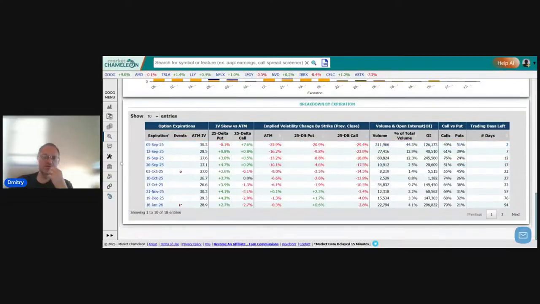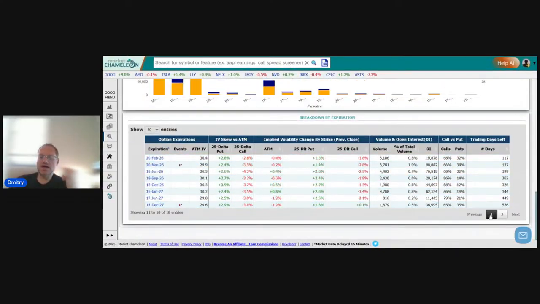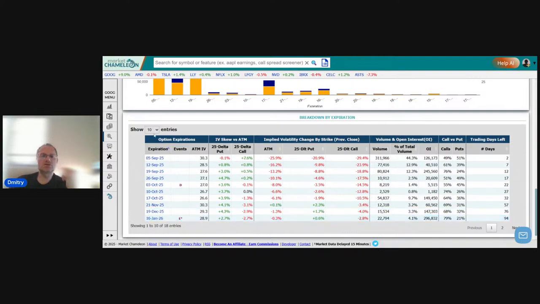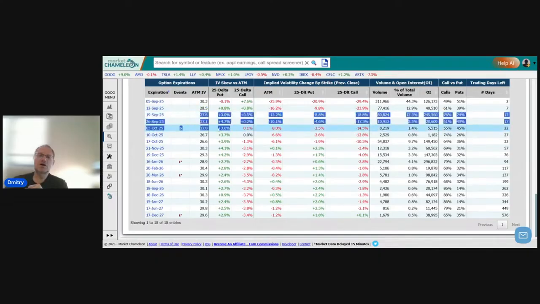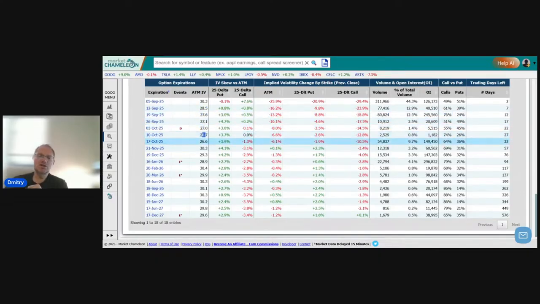And in this table, we have a list of the options expirations. You could tab them like this or expand them. Let's just expand them. And for each expiration, we have corresponding analytics, statistics, and data. Usually when we look at the implied volatility, we'll reference the at-the-money IV. So the at-the-money IV is over here. You could see these are the at-the-money implied volatilities for each of these expirations.